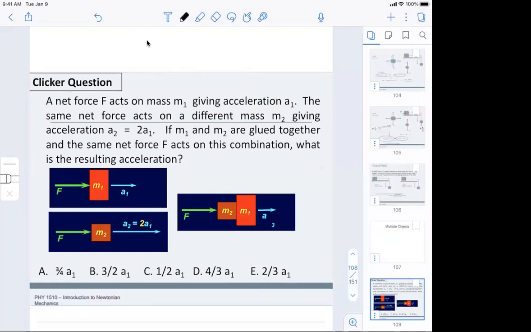Now intentionally, there are no numbers, so we have to get comfortable using these variables. Okay, so take a screenshot of this and again, work within your group for a few minutes on this question, okay?